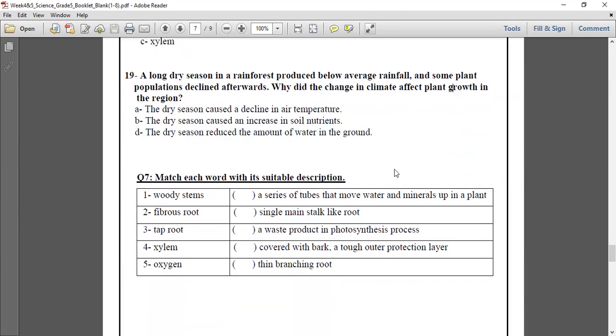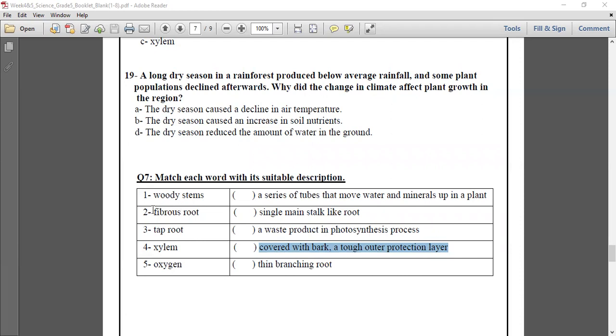Okay, question 7 says match each word with its suitable description. We have woody stems, fibrous root, tap root, xylem, and oxygen. So let's move on. Iyad Ahmed, number 1, woody stems. Yes, Mr. Woody stems. Come on, what's your answer? Okay, thank you. Zaid? Yes, Mr. Woody stems is covered with bark, a tough outer protection layer. Excellent. So the woody stems are covered with bark, a tough outer protection layer.